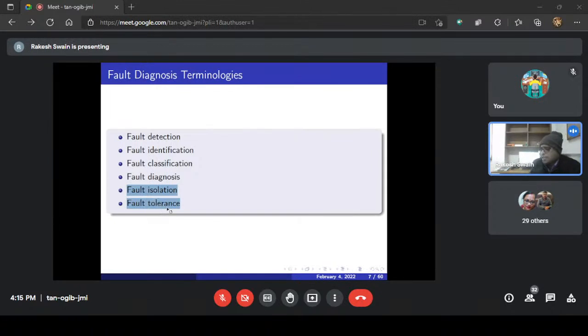Here you have to tolerate that fault. That means you use that node as an intermediate node for connectivity. You cannot isolate that node. That means the sensor network will perform its routine tasks in the presence of the faulty node. That is the fault tolerance. You can tolerate that number of faults. So using the fault tolerance technique, we can use the fault tolerance mechanism. So those are the terminologies: fault detection, identification, classification, diagnosis, isolation, and then fault tolerance.